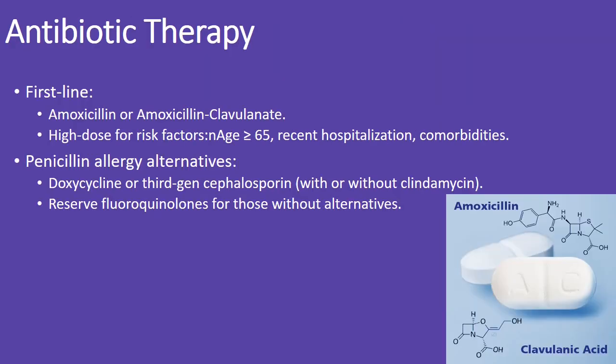When antibiotics are indicated, the first-line therapy is either amoxicillin or amoxicillin clavulanate. High-dose amoxicillin clavulanate is recommended for patients with risk factors like advanced age, recent hospitalization, or comorbidities. For those allergic to penicillin, alternatives include doxycycline or third-generation cephalosporins. Fluoroquinolones are reserved for cases with no other options.